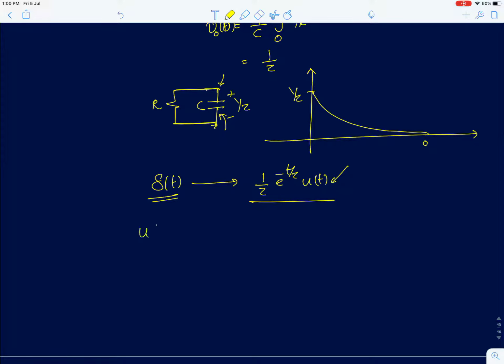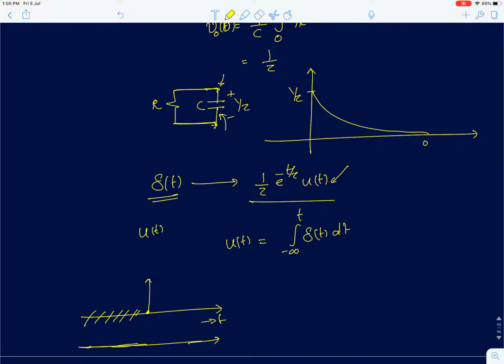Now how to find the step response? The step function and impulse function actually share a very interesting mathematical relation. In fact, a step function is an integral of an impulse function. An impulse function exists at t equal to 0 and it's 0 afterwards. So when integrated in this region, the value of the integral is 0, and I keep on integrating, increasing t. As t increases, I'm going to plot this function, which is an integral of the impulse.